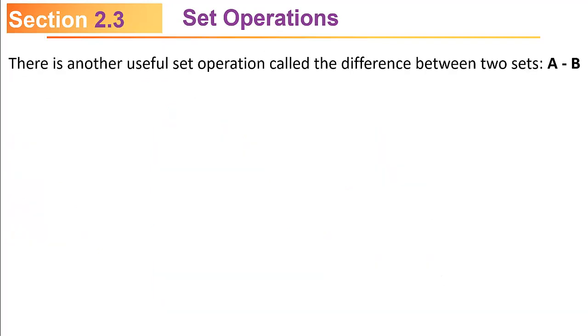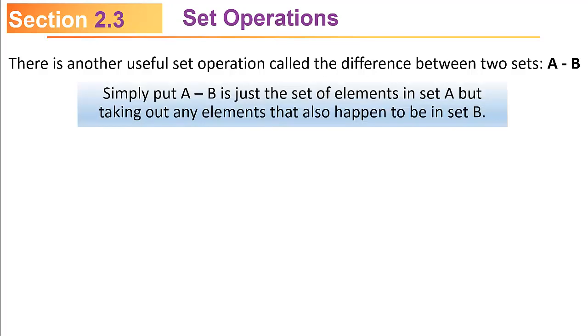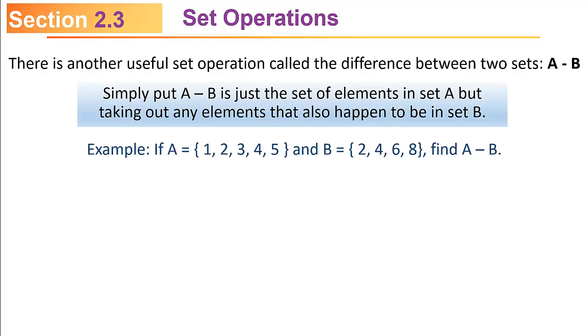There's another useful set operation called the difference between 2 sets, A minus B. It uses a regular minus sign, but it has a very specific meaning when it refers to sets. Simply put, A minus B is just a set of elements in set A, but taking out any elements that also happen to be in set B. So you start off with the first set, whatever's on the left of the minus sign, and take that as your final answer, but then you go back and subtract away or mark out any elements that also appear in B. It's simple once you see what you're trying to do.